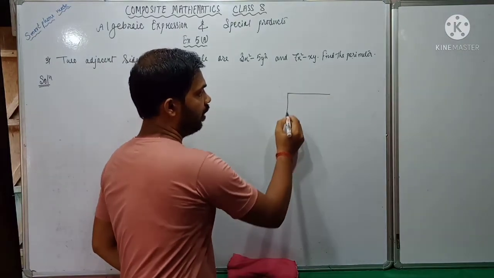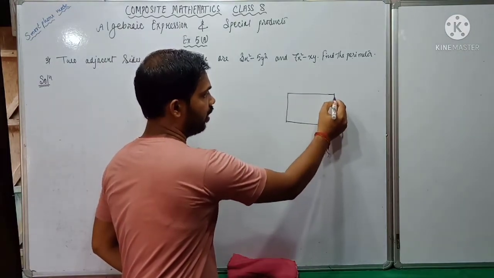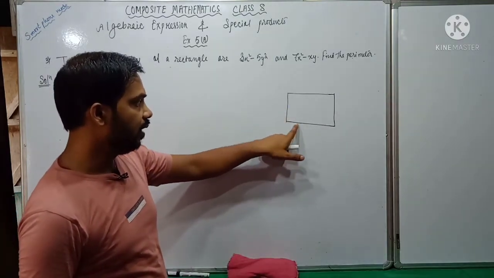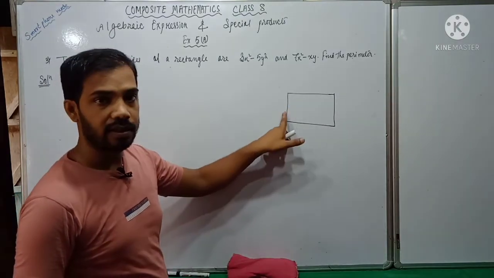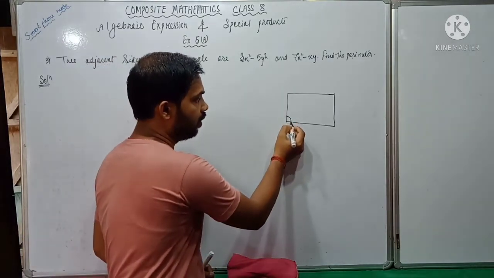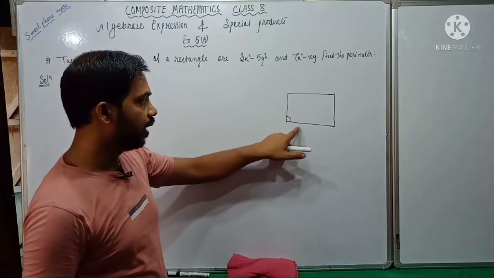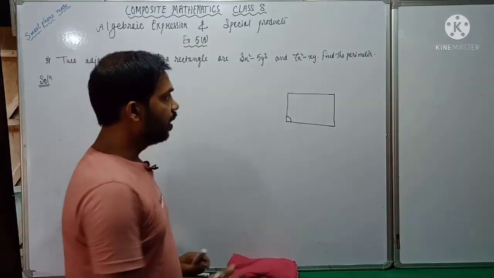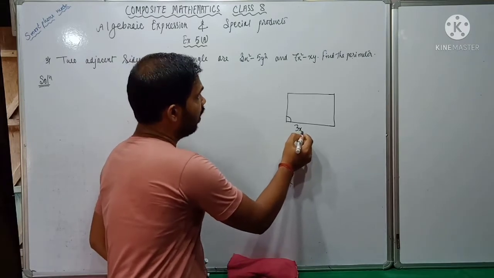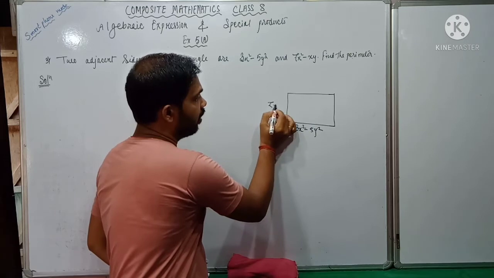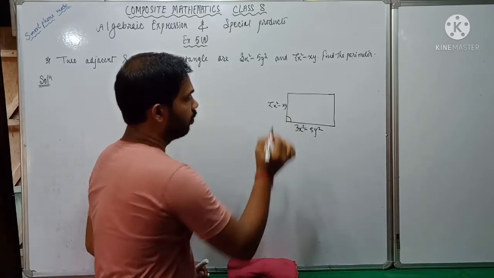I will show with an example. Just consider this is a rectangle, okay, then the two nearby sides are known as adjacent sides, which have a common angle. The sides which have a common angle, these two sides are known as adjacent sides. Then two adjacent sides are given, that means you are given 3x square minus 5y square and another one 7x square minus xy.